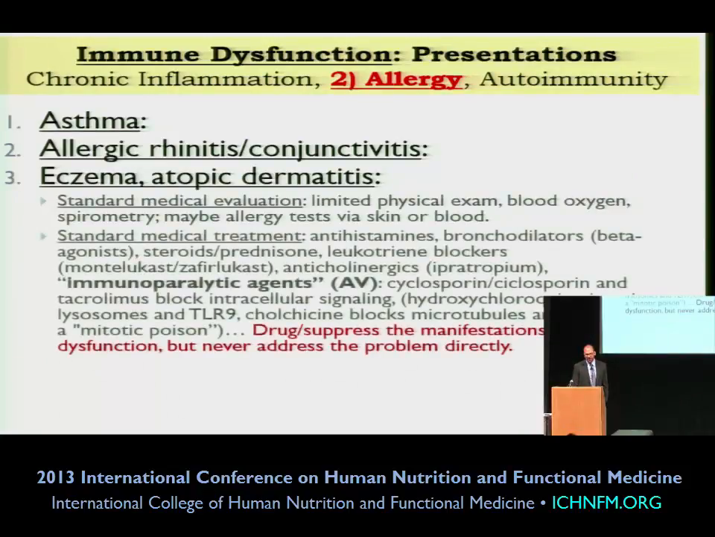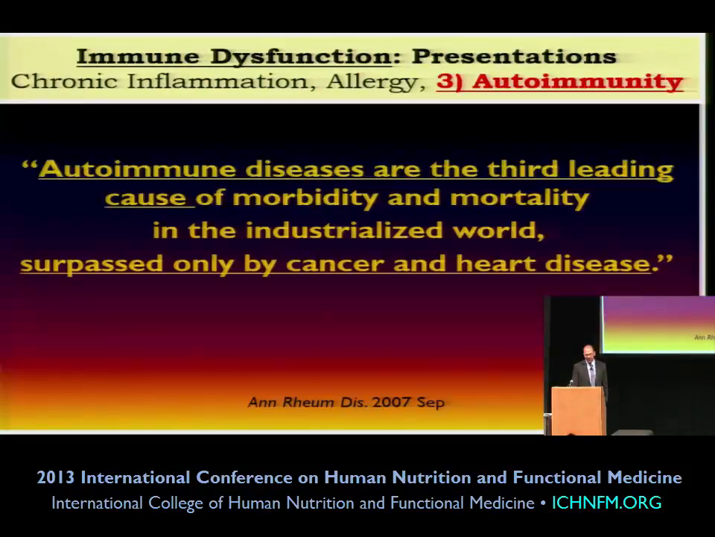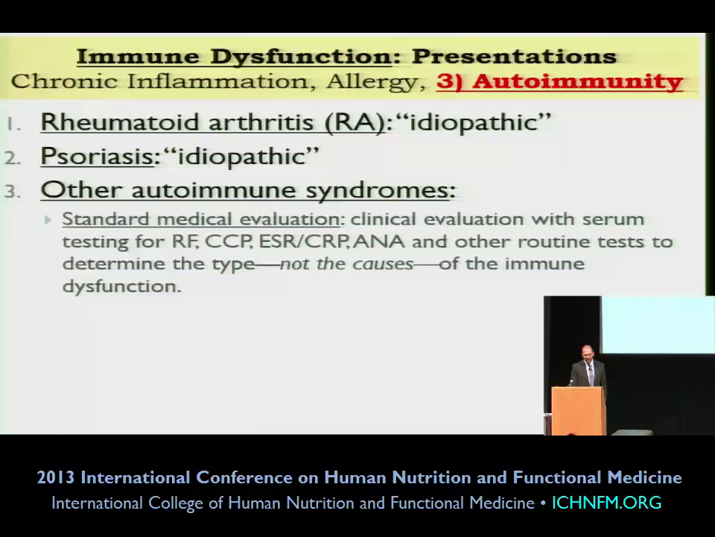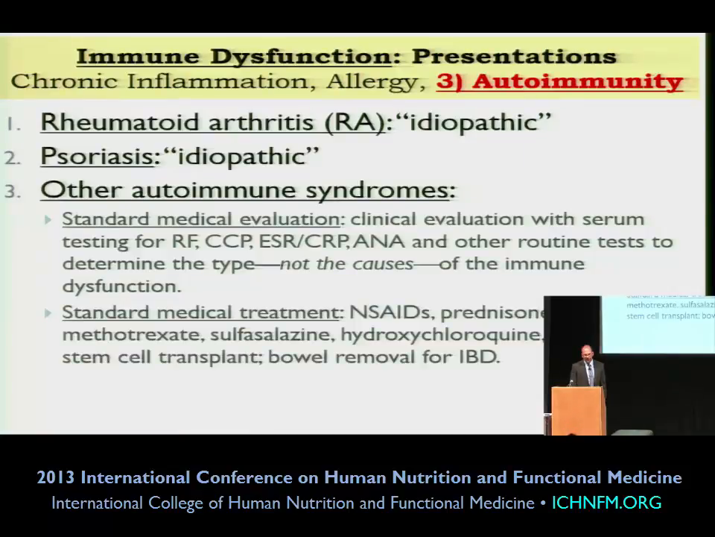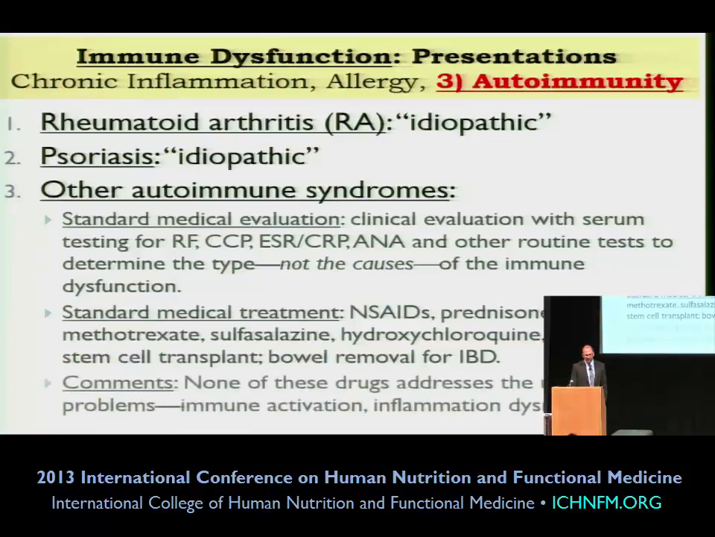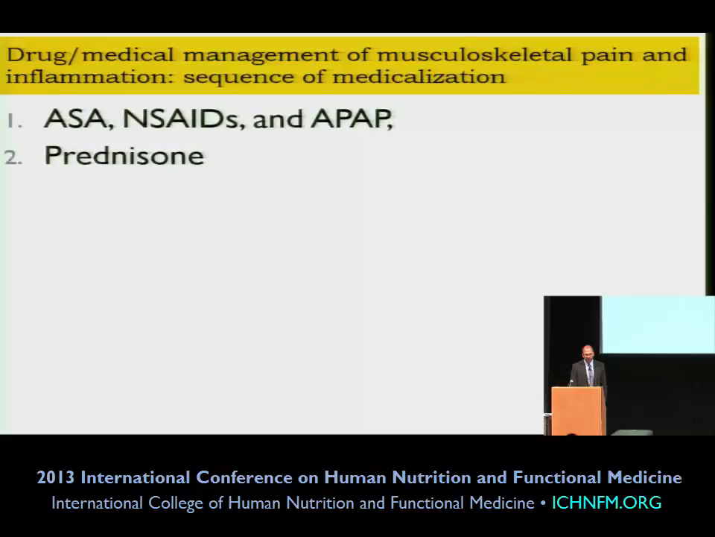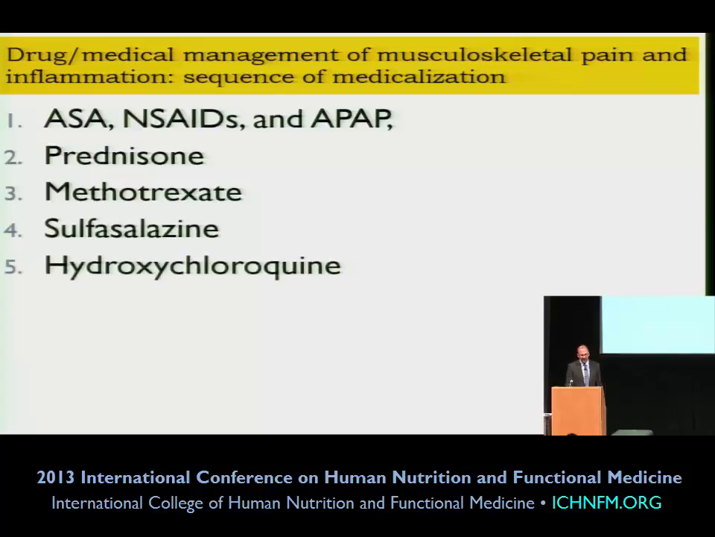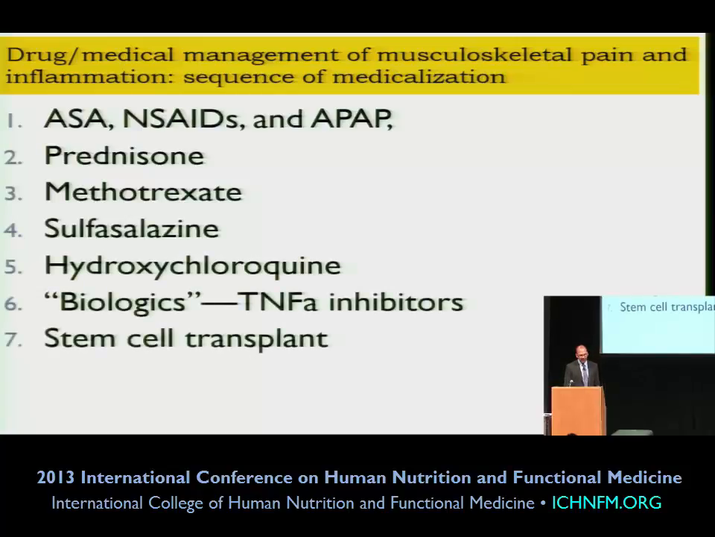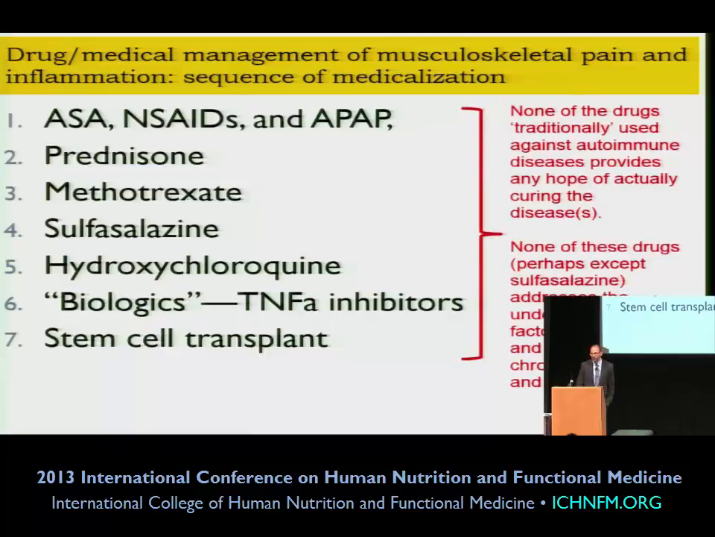So this protocol is also applicable to allergy and my favorite conditions, autoimmunity. How do we treat autoimmunity from a medical or pharmacologic standpoint? NSAIDs, aspirin, acetaminophen, prednisone, methotrexate, sulfasalazine, hydroxychloroquine, biologics, stem cell transplant. Of course, we'll always have new experimental drugs that patients can try.